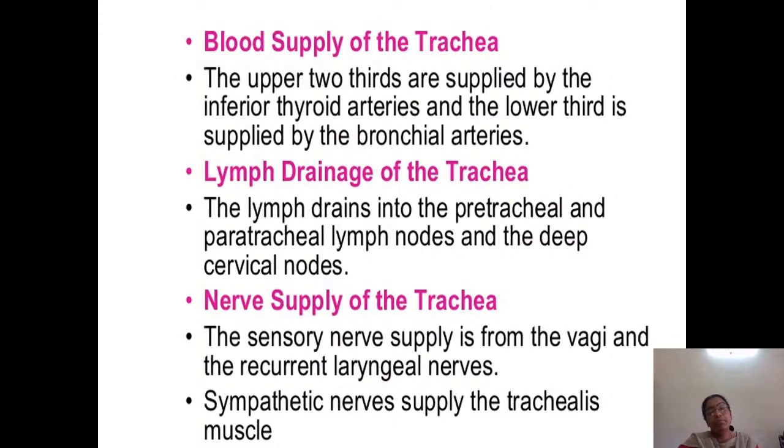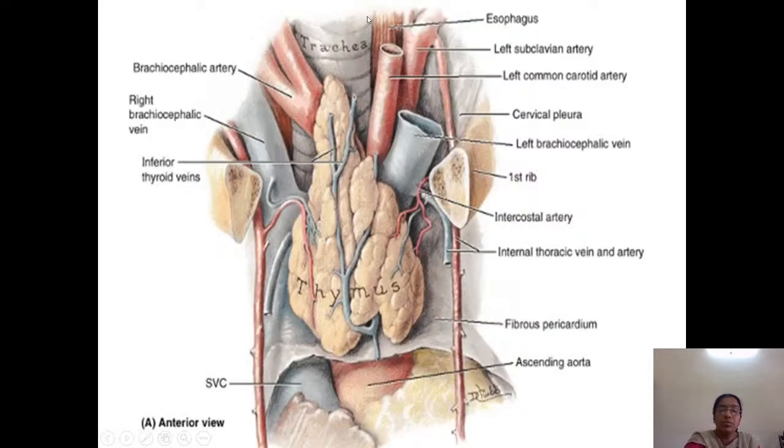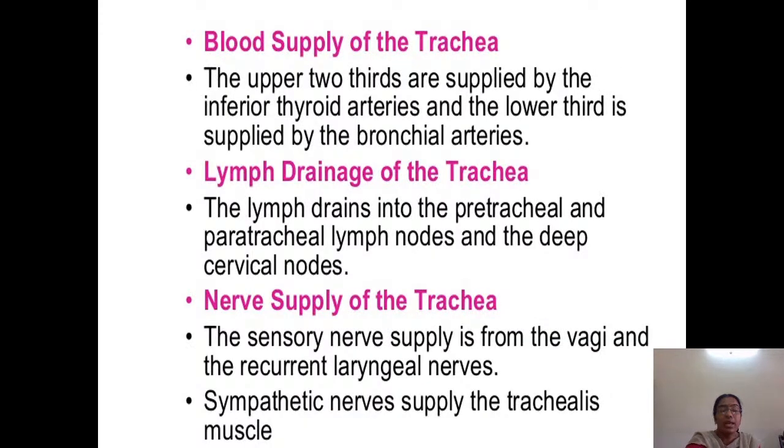Now coming to the blood supply of the trachea, the upper two-thirds is supplied by the inferior thyroid arteries, and the lower third is supplied by the bronchial arteries. So the upper two-thirds of the trachea is supplied by the inferior thyroid, but the lower part is supplied by the bronchial vessels. Lymphatic drainage: the lymph drains into the pretracheal and paratracheal nodes, and from there into the deep cervical group of lymph nodes.